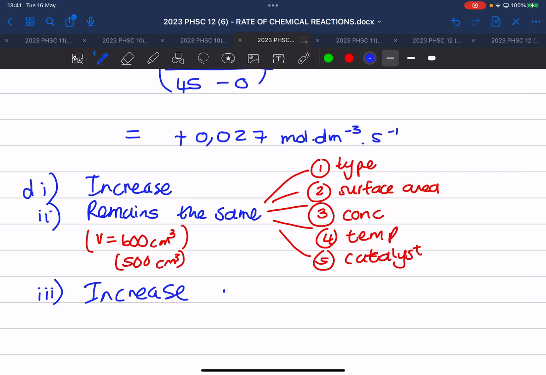So, if they ask you to explain that, you're going to say, all right, that one's concentration is higher, thus more effective collisions per unit time, thus the rate of the reaction will be higher. Yes? Yes, ma'am. Okay, thank you very much.